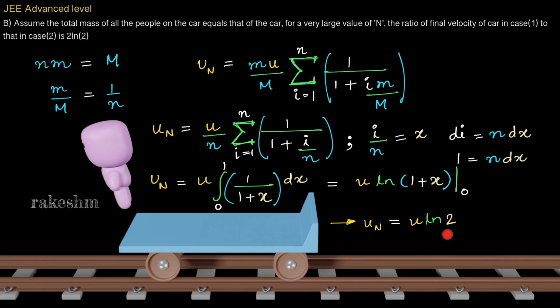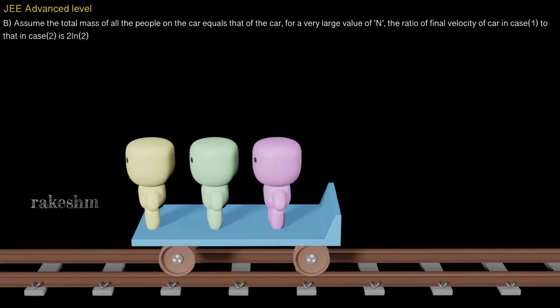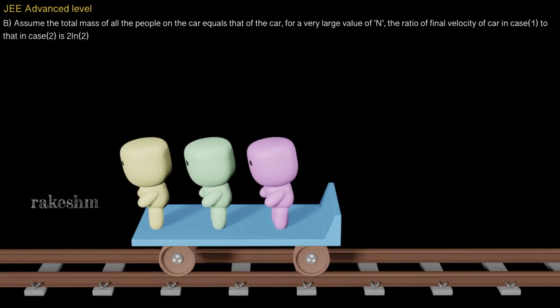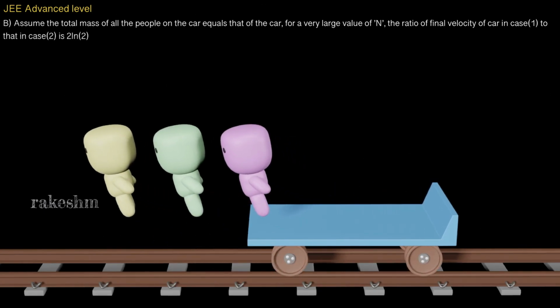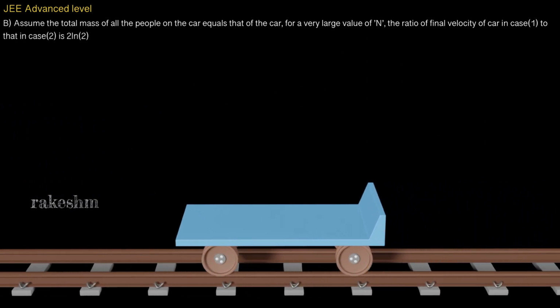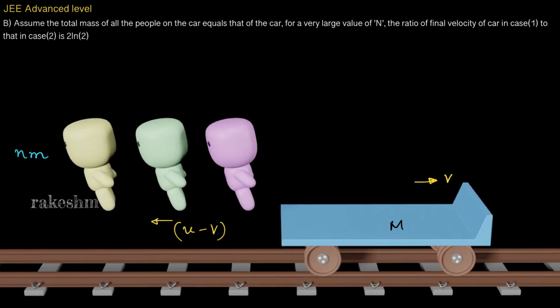So for case 1, after all the people have jumped, we get the final velocity of the cart as u ln 2. Let's now look at case 2, where all the people jump from the railway car at the same time. Let us have a look at this once again. Say the final velocity of the car in case 2 is v. So the velocity of these people who have jumped all at once will be u minus v.